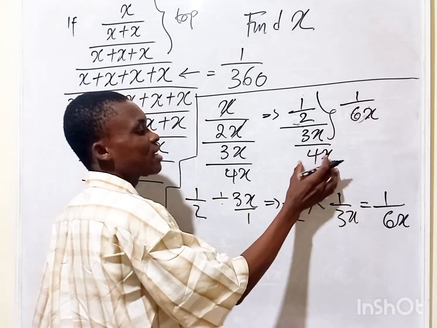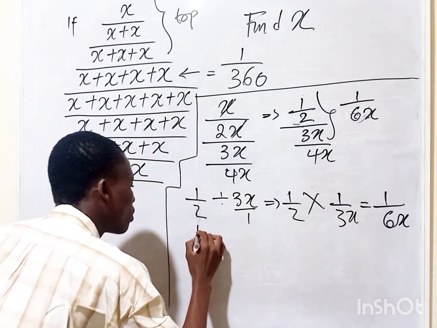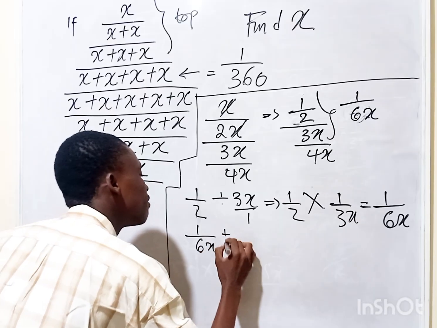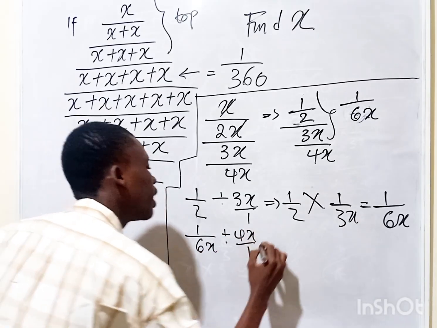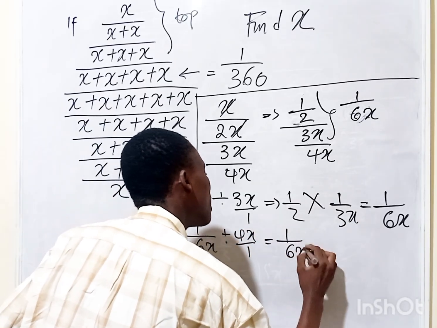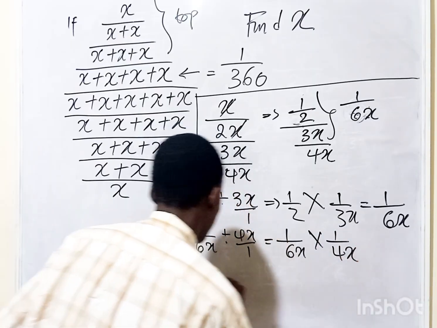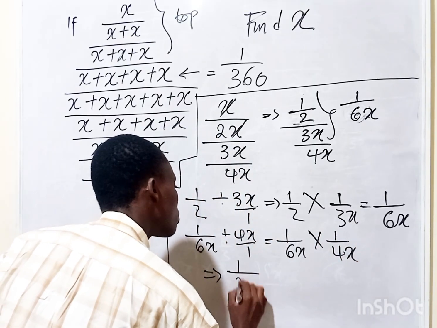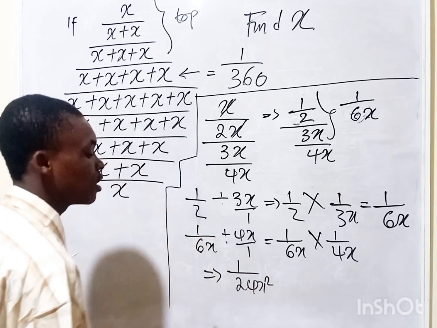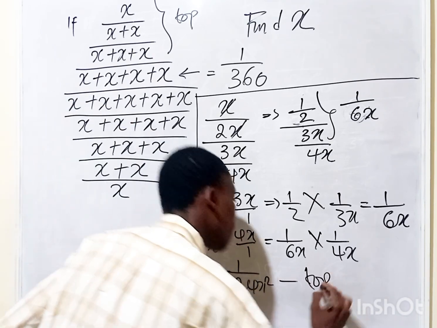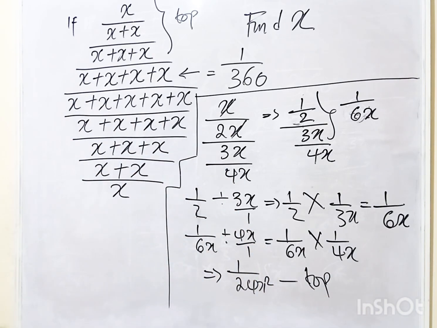So since the whole of this now equals 1 all over 6x, we'll now say that 1 all over 6x divided by 4x. So put over 1 here. So clearly this 1 all over 6x times 1 all over 4x gives us 1 all over 24x squared. All right, that's for the top. Let's continue.